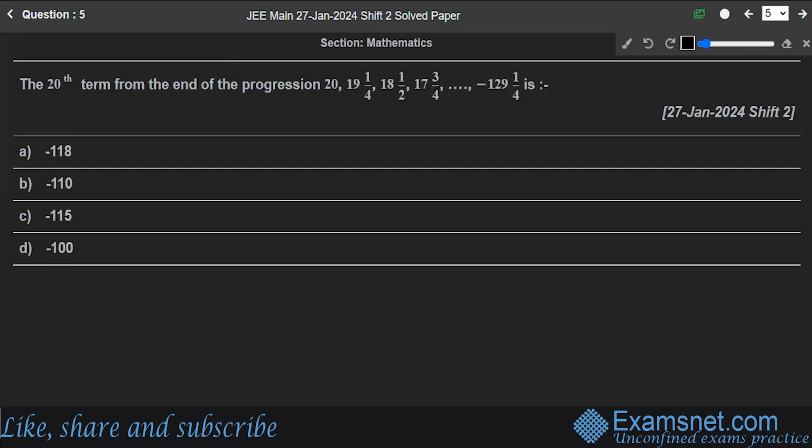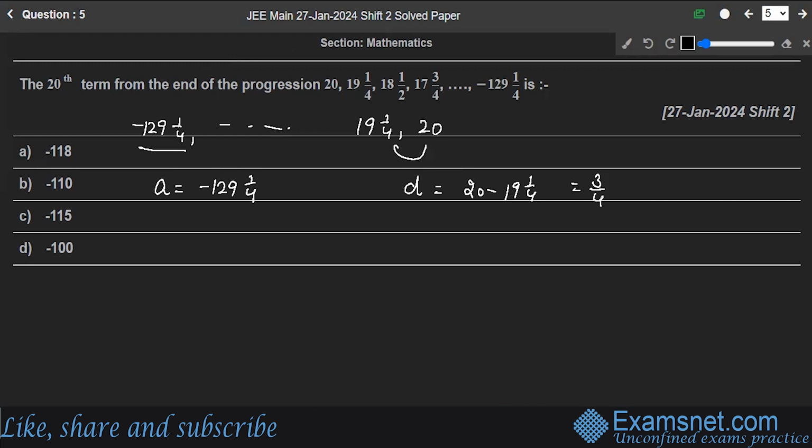The 20th term from the end of the progression is given by. See, whenever you have to find out the term starting from the end, like the 20th term from the end, what you do is you always reverse the series. So now this series will be minus 129, 1 by 4, and so on till this. Now this becomes your first term, A is equal to minus 129, 1 upon 4. And what will be D? It will be the difference between the two terms, that is 20 minus 19, 1 by 4, which is equal to 3 by 4. So this is your first term. This is your common difference.